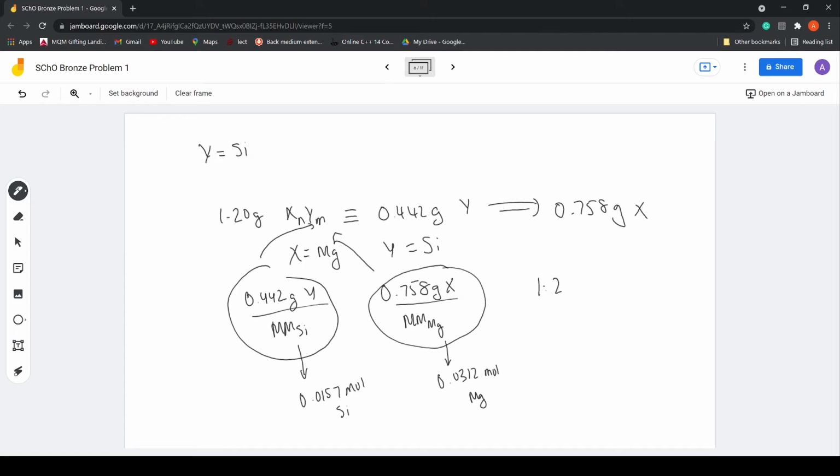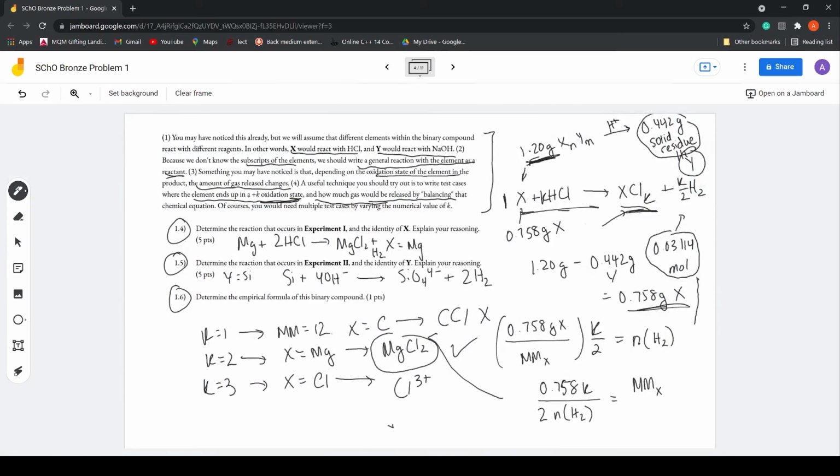1-to-2 is the ratio of moles of silicon to moles of magnesium. So we have the empirical formula is Mg2Si. And that's the empirical formula of our compound. So we just solved this entire part of the question, and let me just write it down here, Mg2Si.